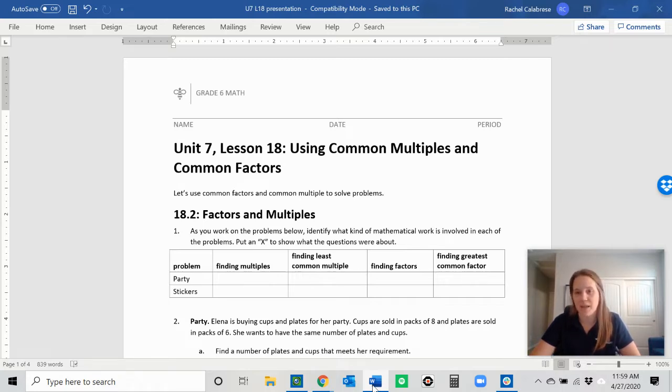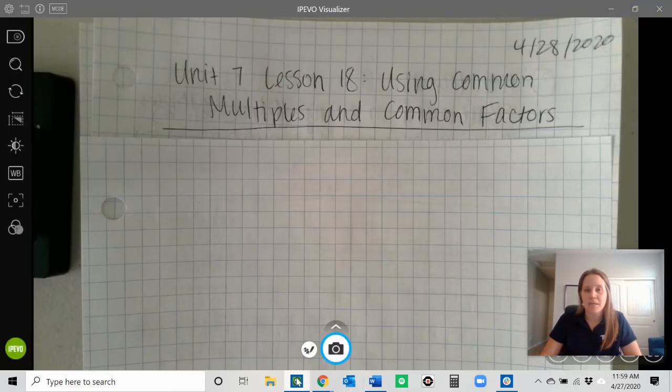So I'm really excited to apply what we've been working on with greatest common factor and least common multiple. Today, we are using common multiples and common factors to solve problems that you might normally need to solve outside of math class. So story problems, word problems, things like that. Go ahead and update your notes. Make sure you're in a space where you can really focus, and let's dive in.